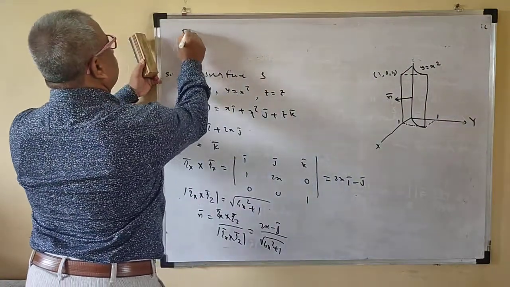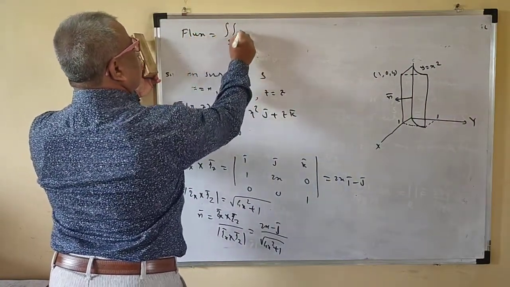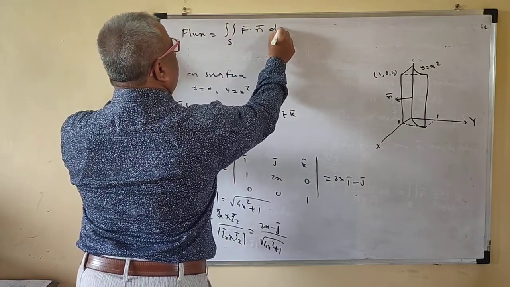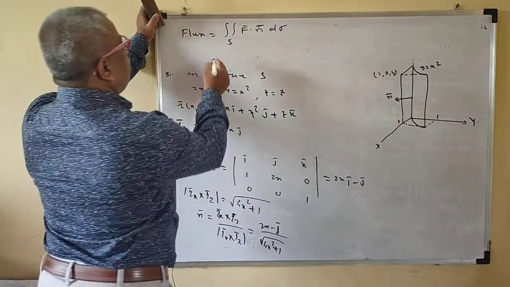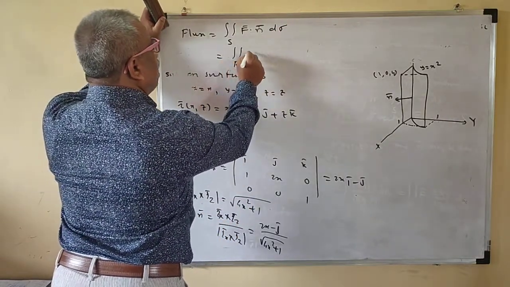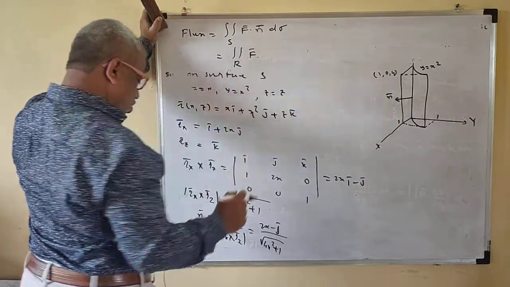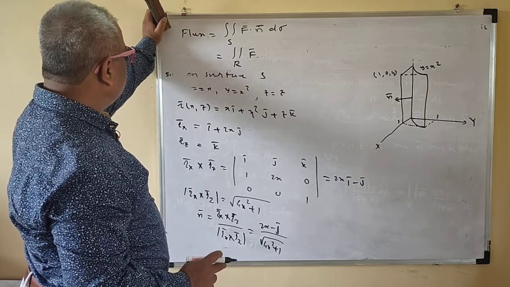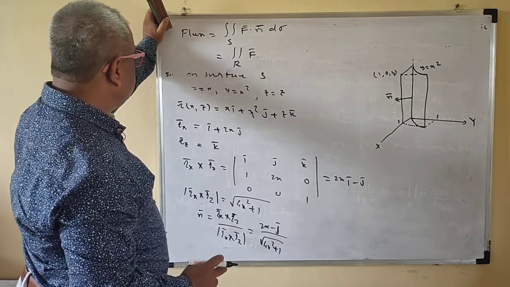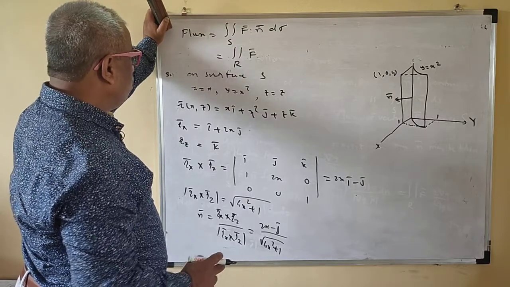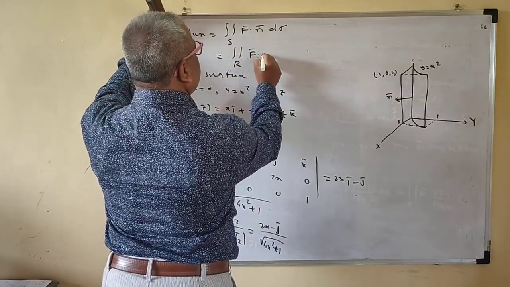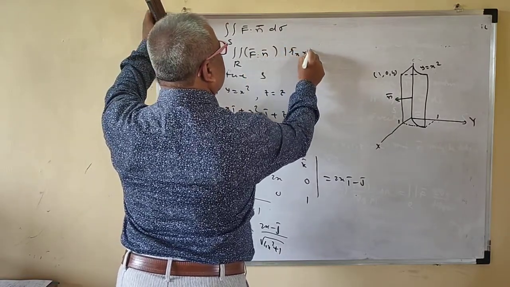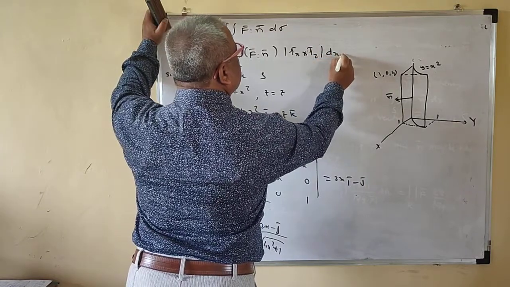So flux is equal to the double integral over S of F bar dot n bar dσ. So this is nothing but the double integral over R of F bar dot n cap. Here also we can find F bar dot n cap. What is your F bar? N bar we will keep as it is. So this is the modulus of r_x bar cross r_z bar, dx dz now.